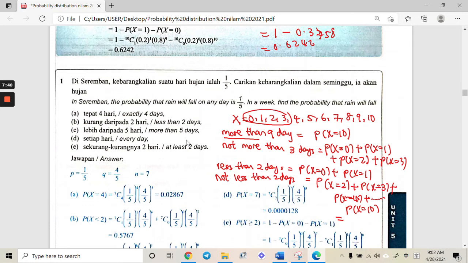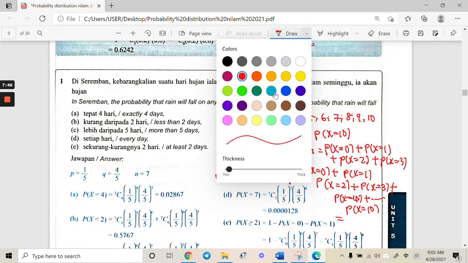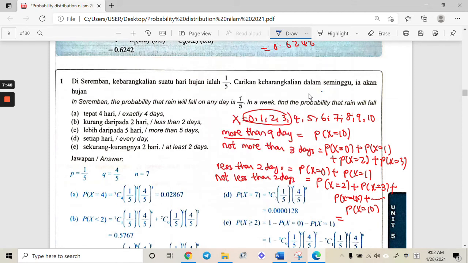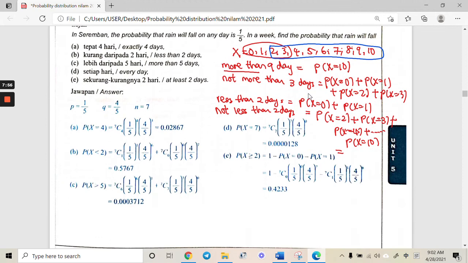1, 2, 3, 4, 5, 6, 7, 8, 9. You need to plus 9 probability. It's too much, right? So if like this case is too much, you need 2 plus until 10. So what you can do is 1 minus 0 and 1. So you can make it become 1 minus P(x equals 0) minus P(x equals 1).